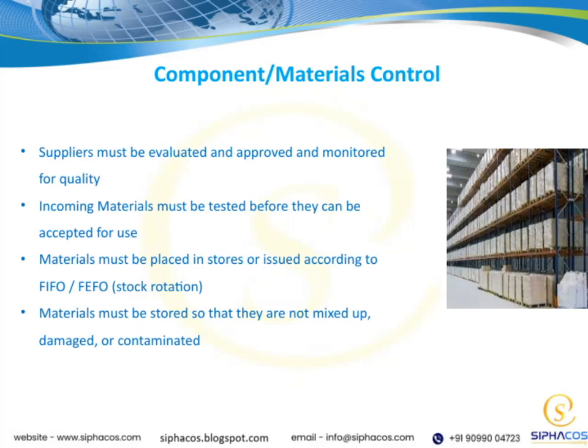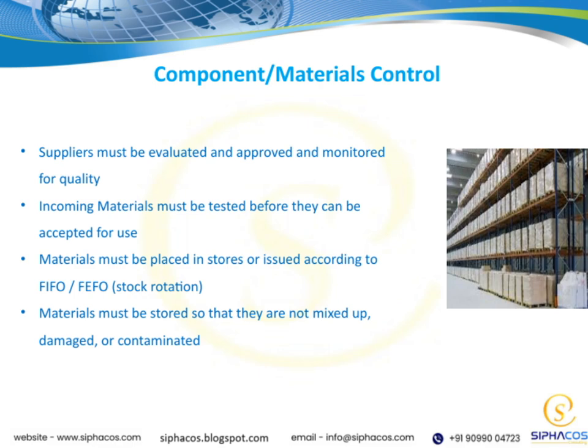Let's talk about the importance of controlling our components and materials throughout the supply chain. First, suppliers must be carefully evaluated and approved before we start working with them. It's essential to monitor their performance regularly to ensure they consistently meet our quality standards. This helps us prevent issues down the line and maintains the integrity of our final product.